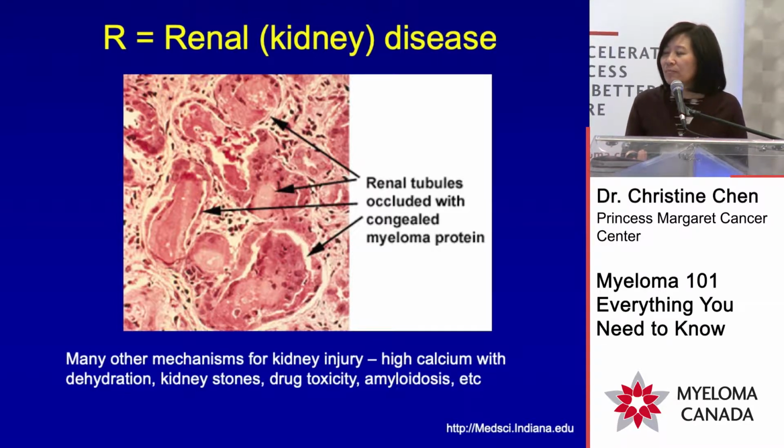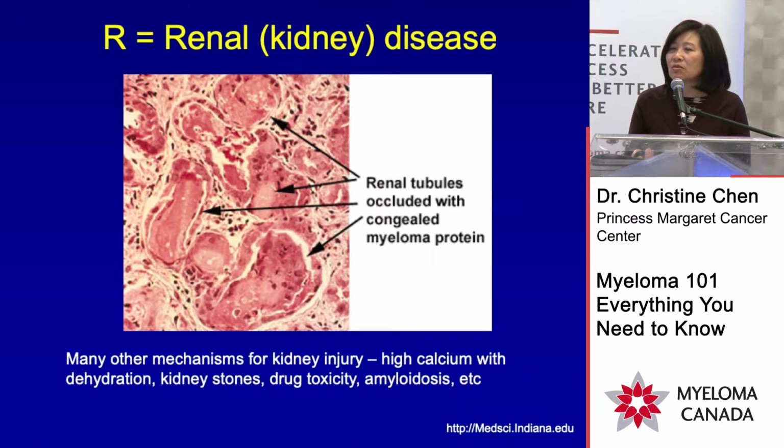But myeloma patients can also develop kidney stones from high calcium. They're potentially on drugs that can cause dysfunction. And then there's a complication called amyloidosis, which I'll refer to a bit later, that can also attack the kidneys directly.